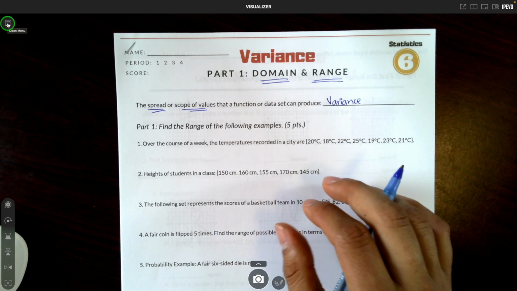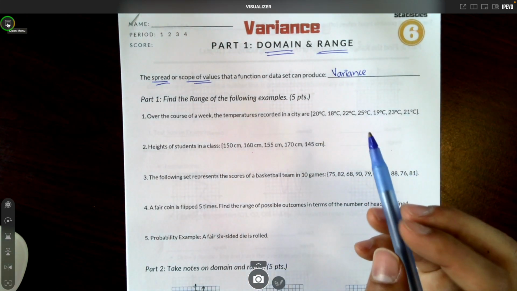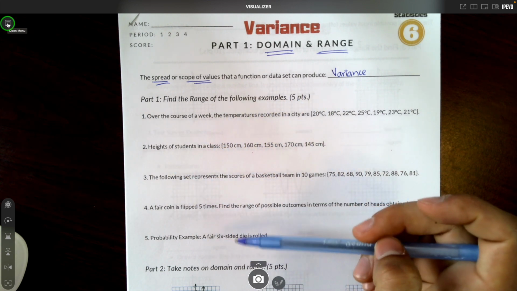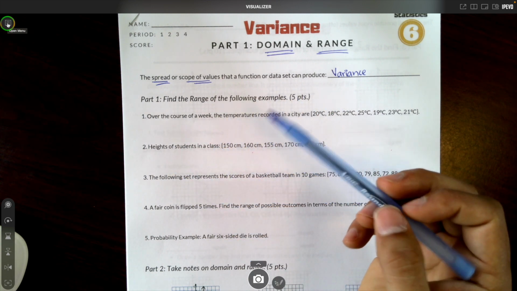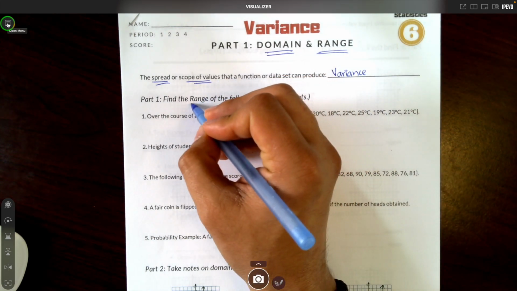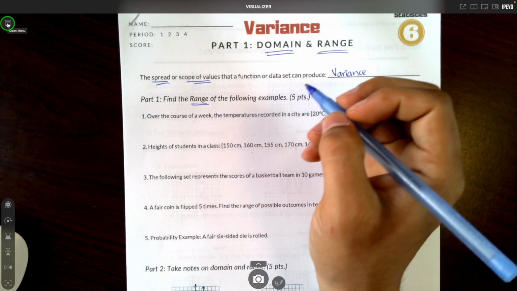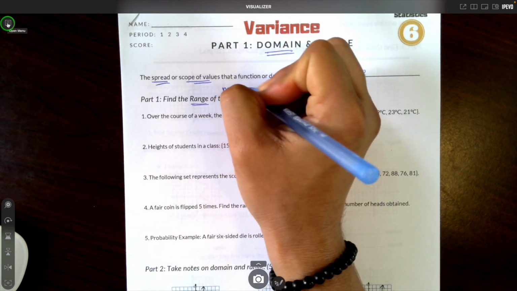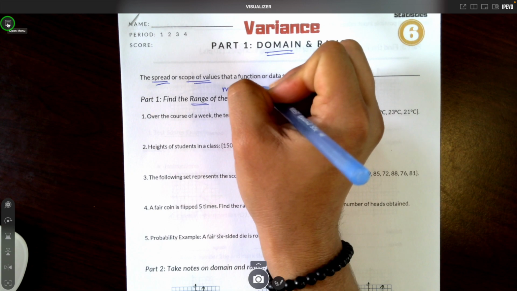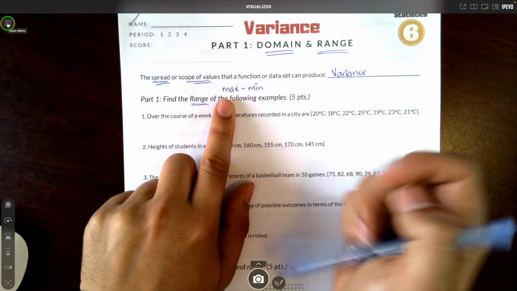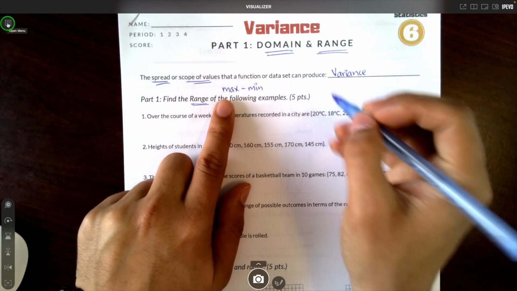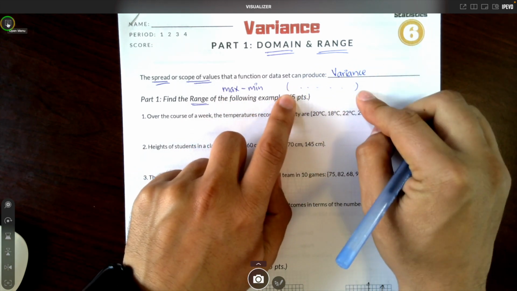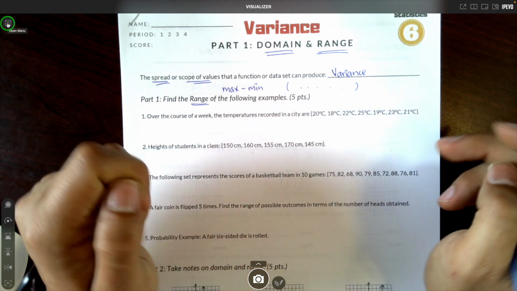We're going to have two different definitions for range today, two different types. In this example, we're taking a look at all the data points, and when we talk about range in this format, we're talking about the maximum value minus the minimum value. If we have the max and the minimum, that tells you how wide, basically the edges, how wide the data set is.